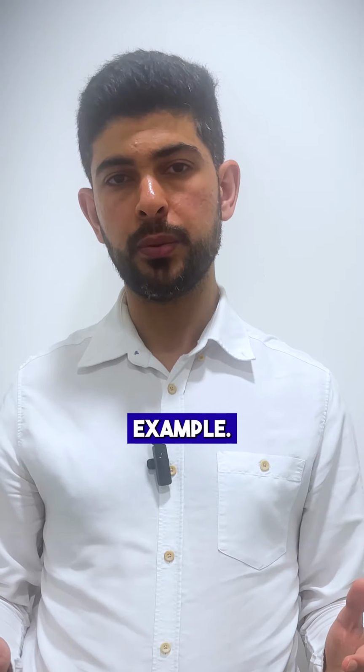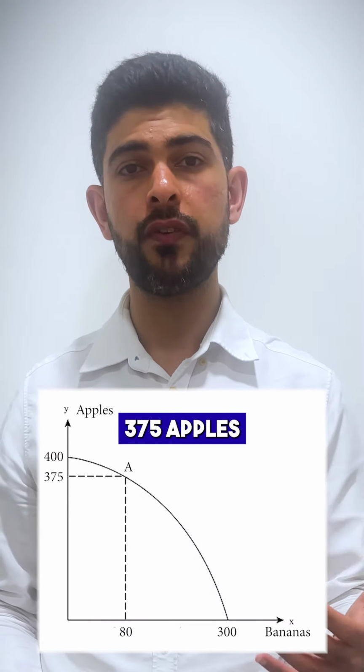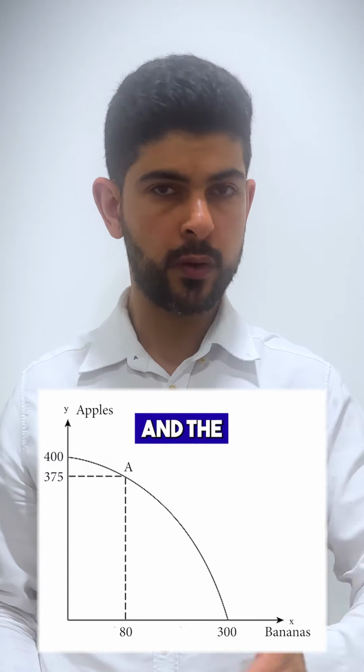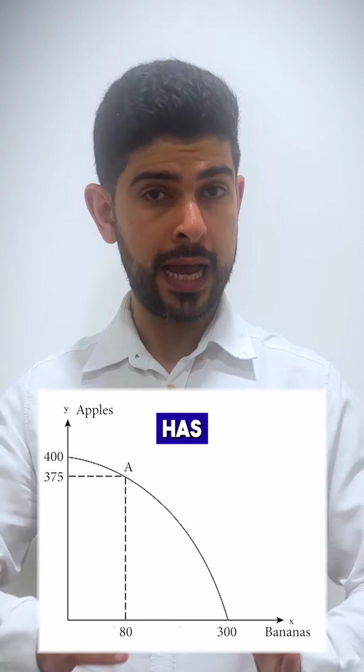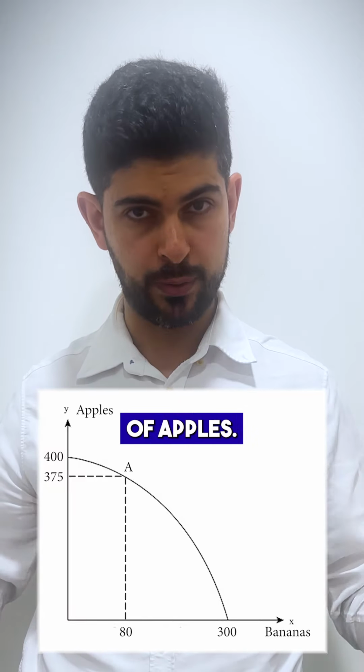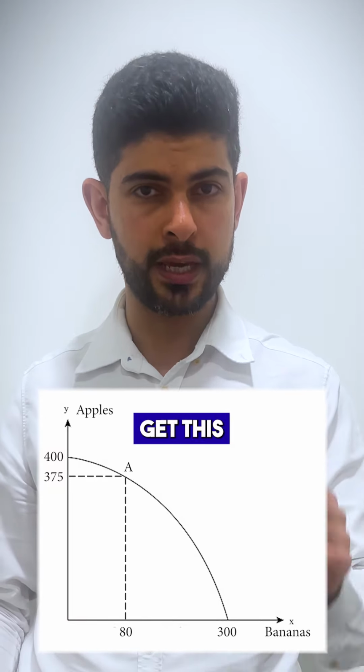Now, in our made-up example, let's assume that we're now operating at point A, whereby we produce 375 apples and 80 bananas. And the question says, what is the opportunity cost of producing 80 bananas? Your answer has got to be expressed in terms of apples. And there's a very simple two-step process that I need you to follow to ensure you always get this right.